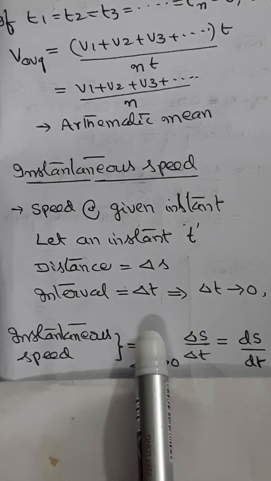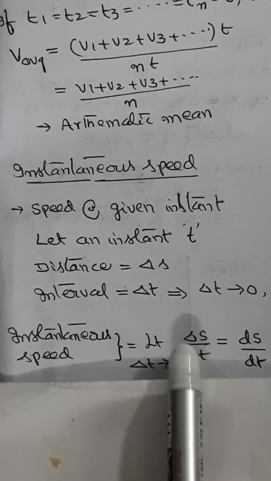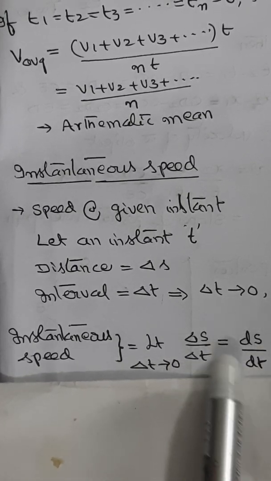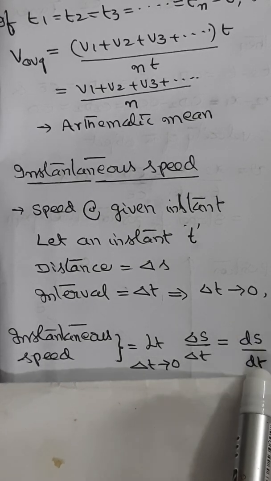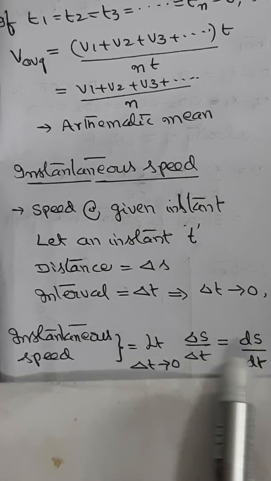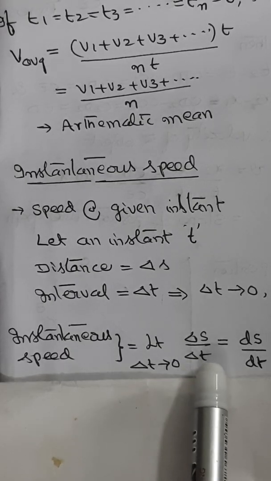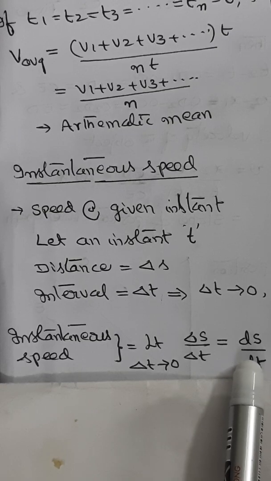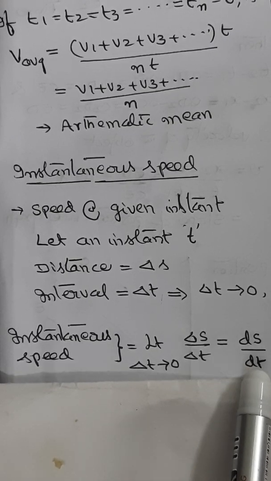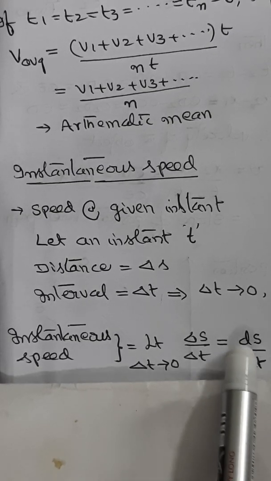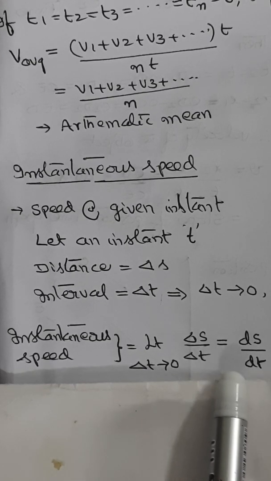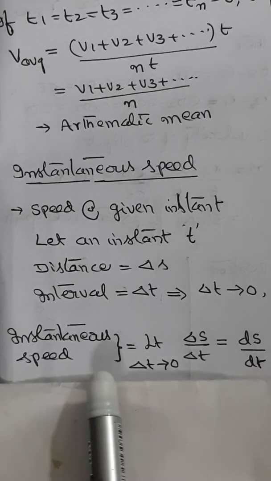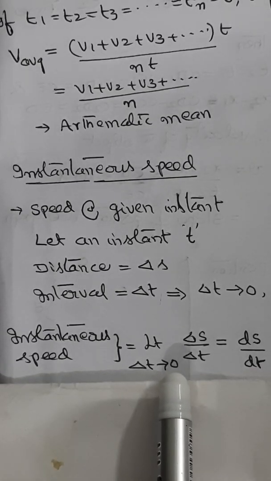But mathematically, limit delta t tending to 0 of delta s by delta t is nothing but ds by dt, the rate of change of distance with time. That is nothing but velocity or speed. So this is instantaneous speed. Here ds by dt is nothing but the first derivative of the distance with respect to time. So in case of a uniform motion of an object, the instantaneous speed is equal to its uniform speed. This is what we need to understand about speed.